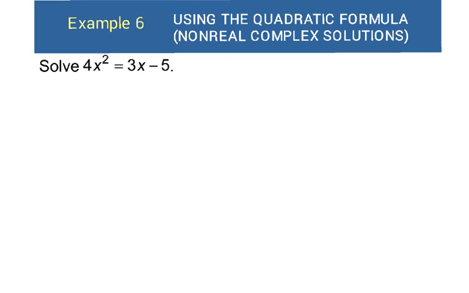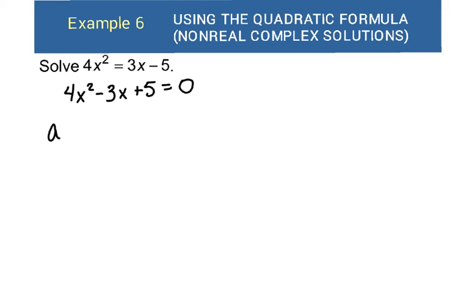Alright, again, let's use the quadratic formula. And again, let's rewrite this equation in standard form before we start figuring out what our A, B, and C are. So I'm going to subtract that 3x from both sides and add that 5 to both sides to end up with this equation.